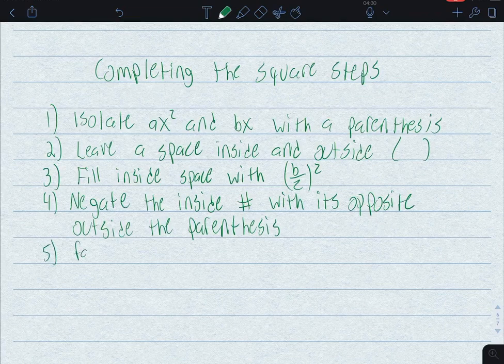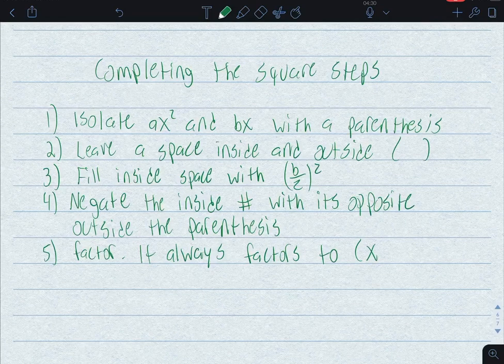Step 5 is going to be factor. And the factors are always really easy. It always factors to x plus or minus, it could be a plus or a minus, b over 2 with the squared outside. Plus or minus. But it's probably going to be a plus.